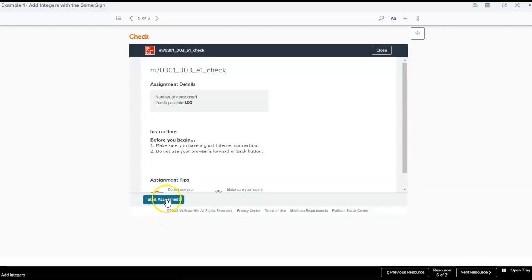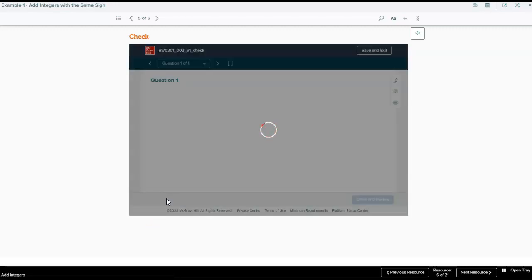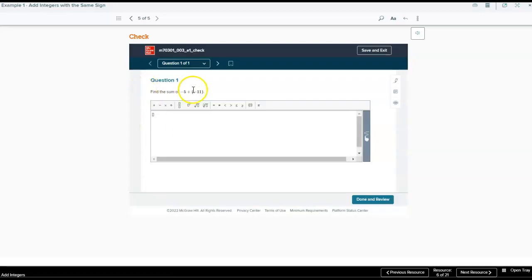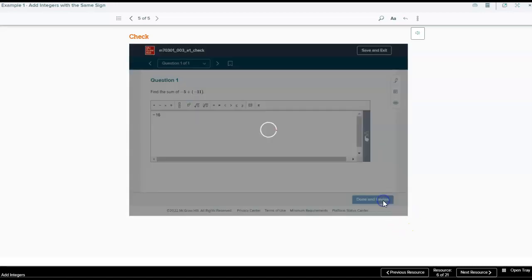So if we want to do this check problem, this is our next example here. If I want to add -5 plus -11, since they have the same sign, I'm just going to add those two numbers together. But since they're both negative, my answer will be negative.